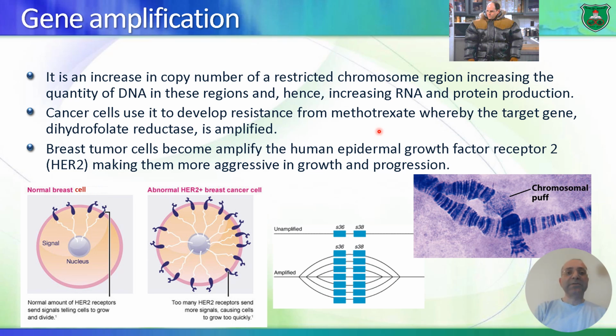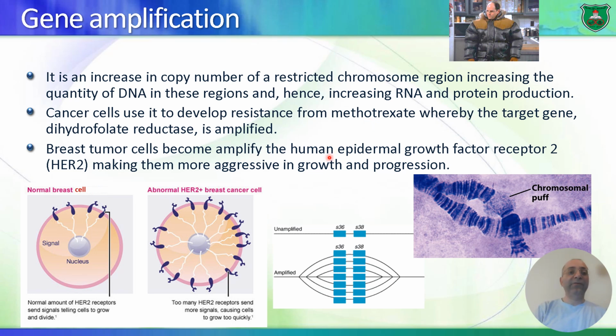Now, what happens is that this methotrexate targets the enzyme dihydrofolate reductase because it resembles folic acid or folate. What cancer cells do is that they can amplify the dihydrofolate reductase gene, so they can produce a lot of it, and they can overcome the effects of this drug, methotrexate.